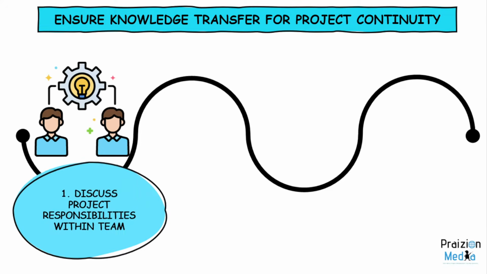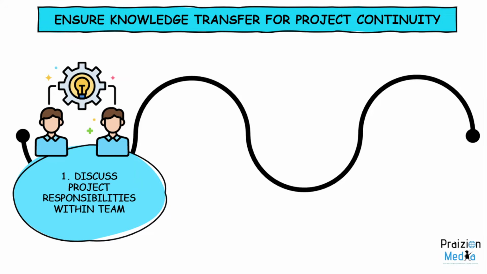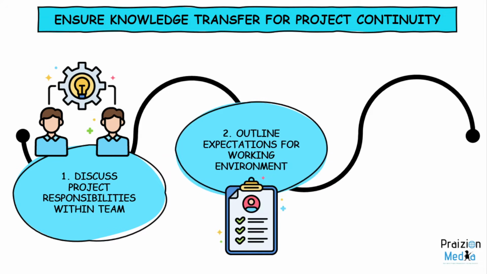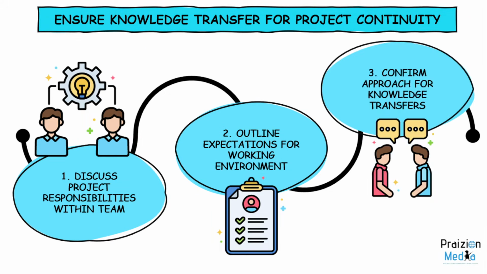The very first enabler says, discuss project responsibilities with the team. Now, this in and of itself is a lifelong task because it just keeps going on. The responsibilities may change and morph. Outline expectations for the working environment. That's the second one. And the last one is confirm approach for knowledge transfer.